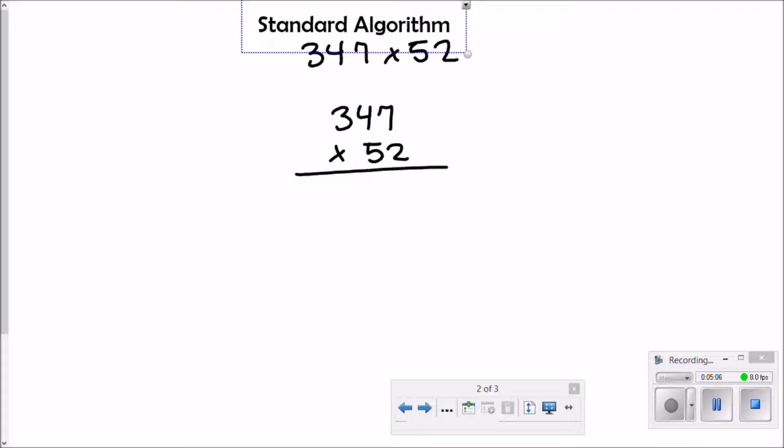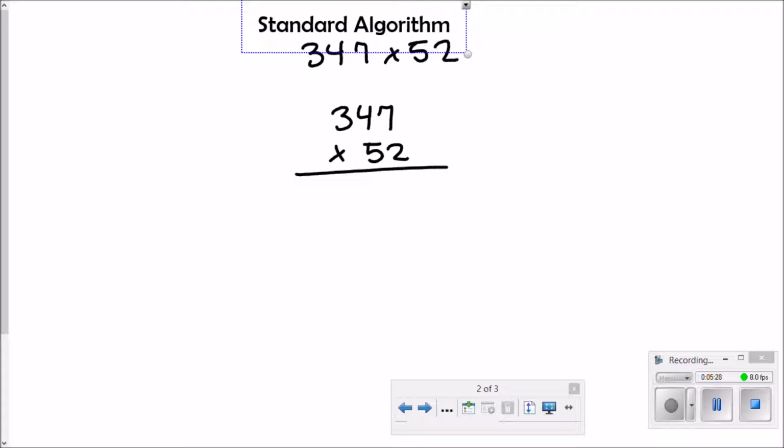And some people refer to this as the old school way for multiplication. Really, I mean, we use it nowadays, so it's really not the old school way. We just refer to it as a standard algorithm, because we introduce multiple strategies to help children with multi-digit multiplication. So, we're going to go ahead and tackle this standard algorithm.